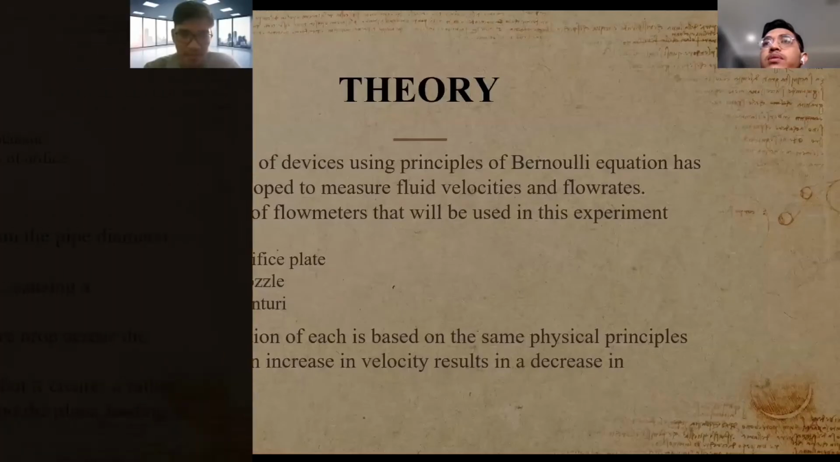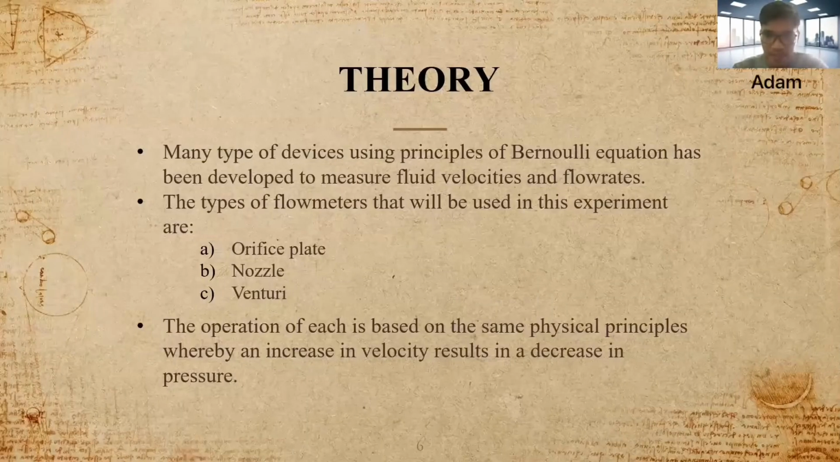Many types of devices using the principle of the Bernoulli equation have been developed to measure fluid velocity and flow rate. The types of flow meter that will be used in this experiment are the orifice plate, nozzle, and venturi. The operation of each is based on the same physical principle, whereby an increase in velocity results in a decrease in pressure.